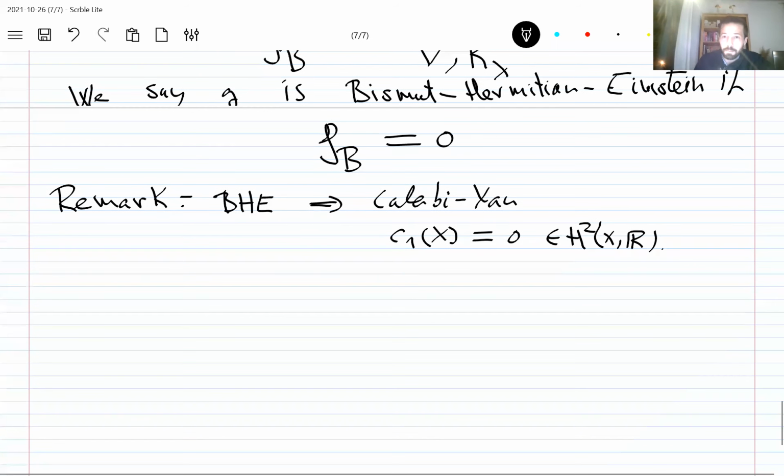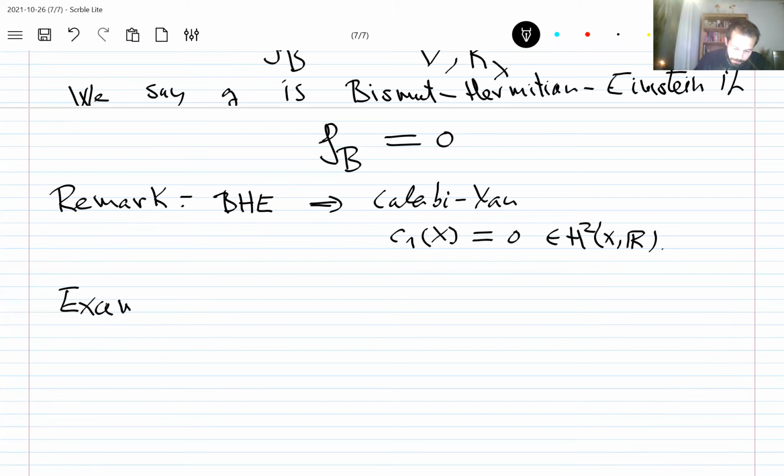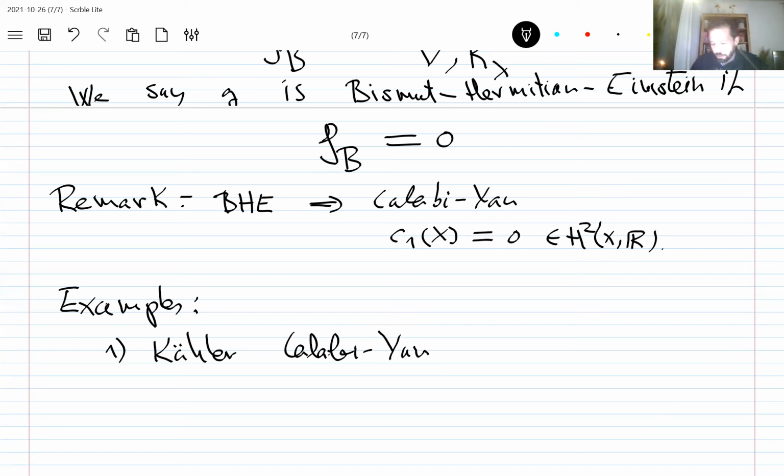So let me give you some examples of Bismut Hermitian manifolds. So examples, of course, Kähler Calabi-Yau is, because if we are Kähler, then the Bismut connection equals the Chern connection equals the Levi-Civita connection, and the Bismut-Ricci form is just the usual Ricci.